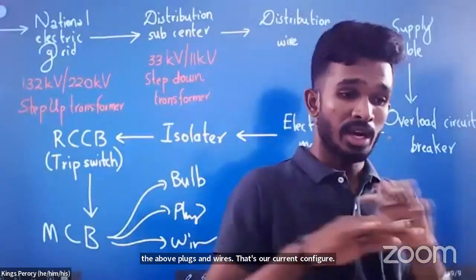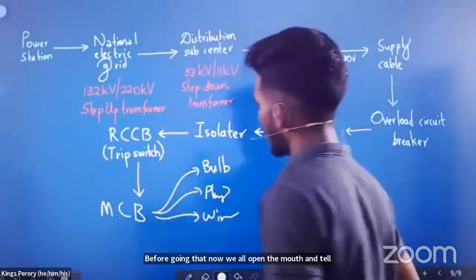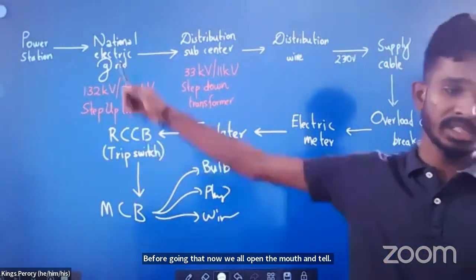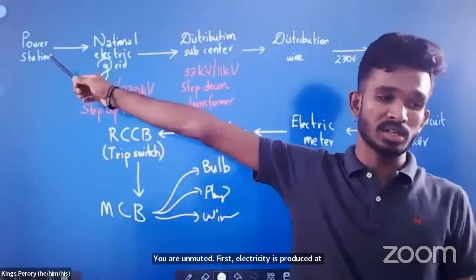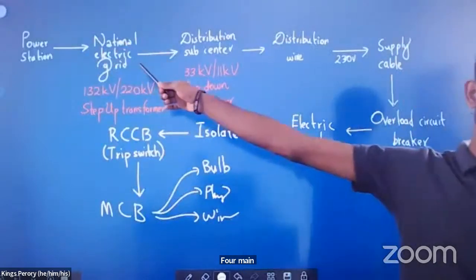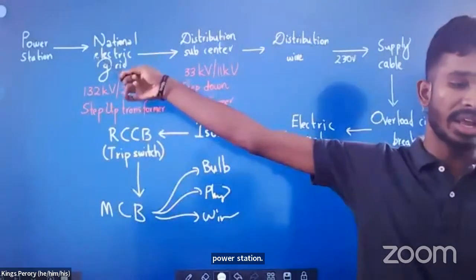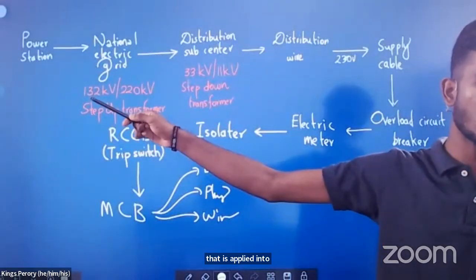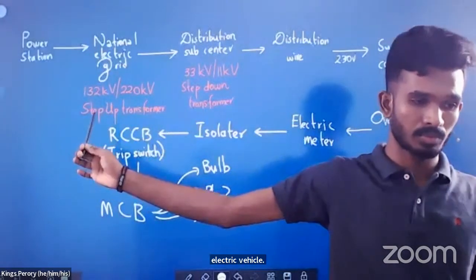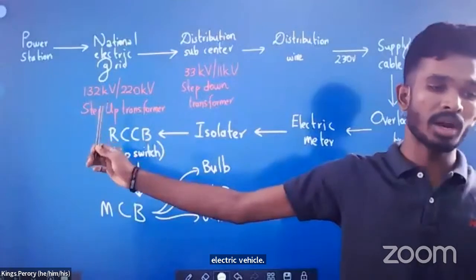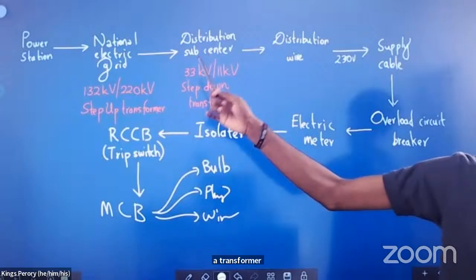Before that, now you all open the mouth and tell. All unmute and tell. First, electricity is produced at the power station. That is supplied into the National Electric Grid. The National Electric Grid will increase the voltage to 132 kilovolt or 220 kilovolt using a step-up transformer. They send it to the distribution subcenter.